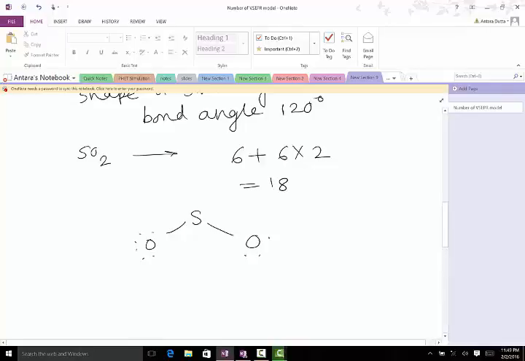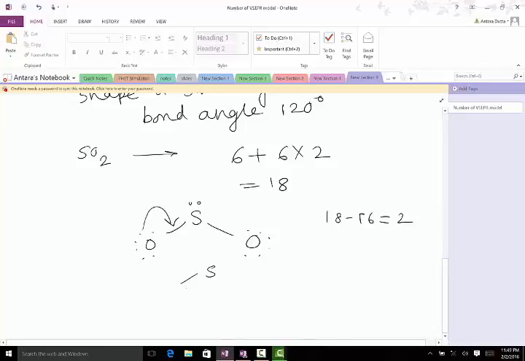Satisfy the terminals with 8. So that means I have 8 plus 8, 16. I have 2 extra, so that will go to the sulfur. So sulfur will have 1 lone pair on the central atom. Now if you review the structure, you will see that sulfur doesn't have an octet yet. So that means 1 lone pair should be shared with sulfur to make multiple bonds.